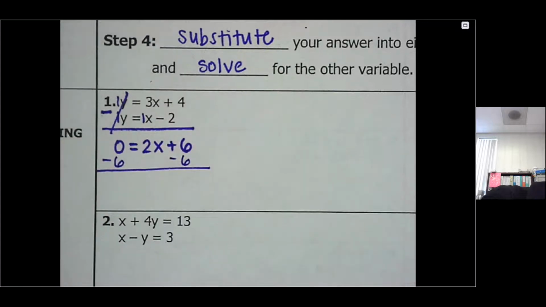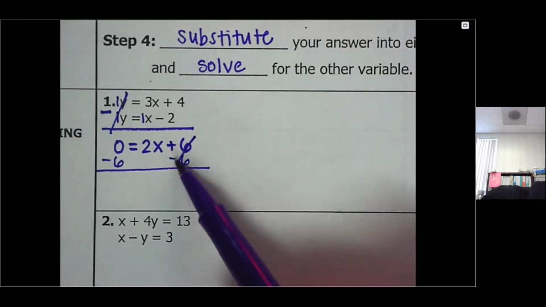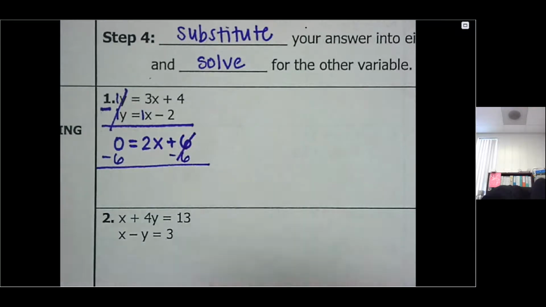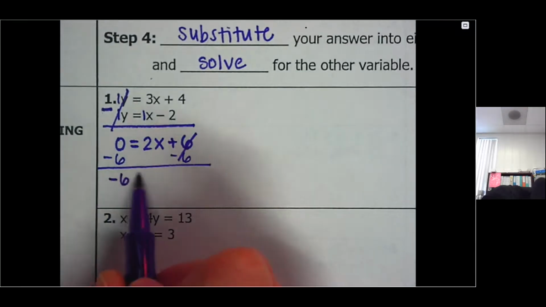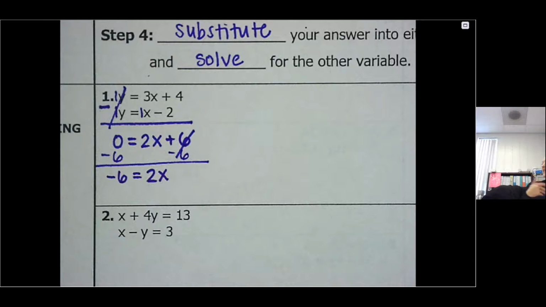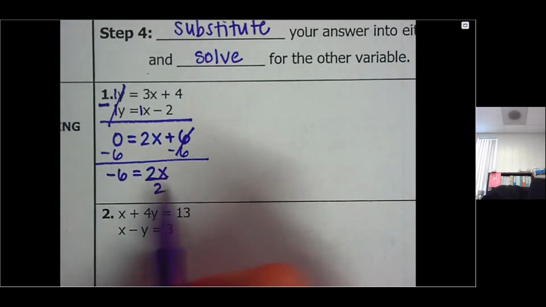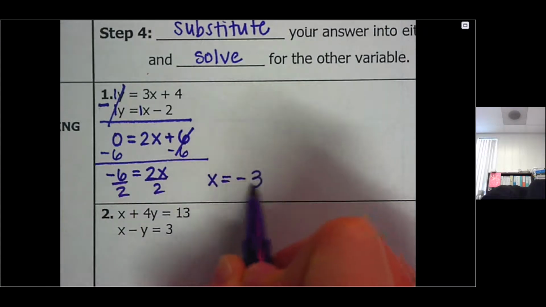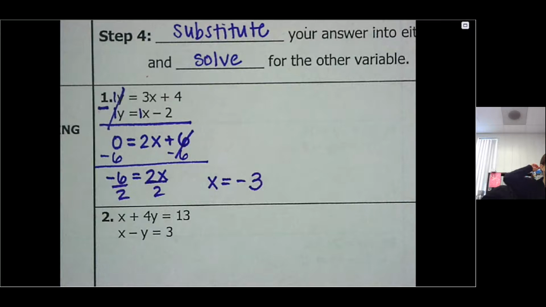So now it just becomes some algebra. Those will cancel. 0 minus 6 gives you -6. And then we bring down our 2x. And then what's my last step to get the x by itself? Divide it by 2. What do you get for your x variable? Good. X is equal to -3. So that was actually step 3. We solved for the equation.